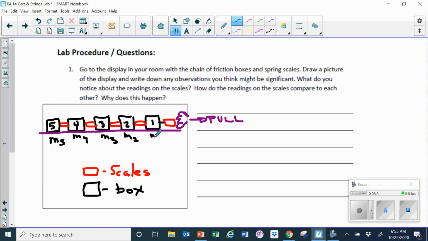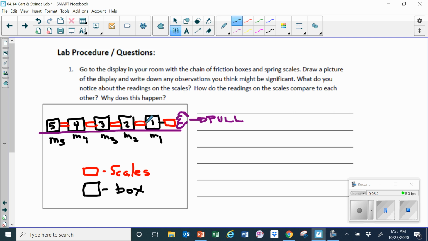So when you pull these, what would you expect to find if you pull these across, say, a level surface with your hand here, and you looked at each one of these scales? What would you expect to see in each one of these scales? What would you notice about the readings of the scales?